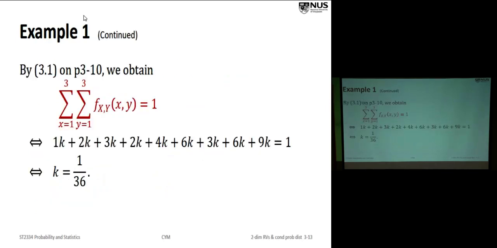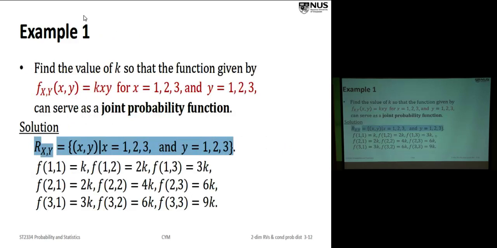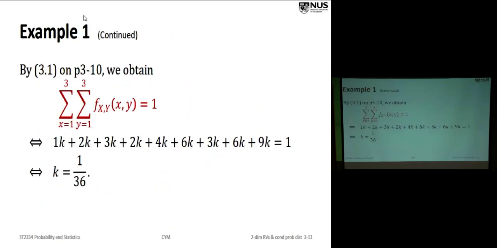Basically, by equation 3.1, I sum from x is 1 to 3 and y is 1 to 3 of this function, and I must get 1. So that's 1 times k plus 2 times k, so this one is f(1,1), this one is f(1,2), this is f(1,3). You see I fix the first index and I vary the second one. That's what corresponds to this double summation. I take x equal to 1, I sum over all possible values of y. I take x equal to 2, I sum over all possible values of y. I take x equal to 3, I sum over all possible values of y. In the final thing, you add all these numbers together and you get 36 times k. 36 times k must equal 1, so k must be equal to 1 over 36.